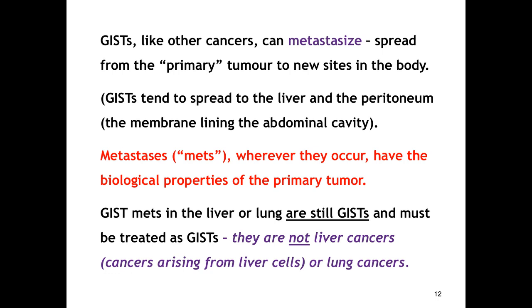And in the same way, if a GIST cell travels and regrows in the liver, it's still a GIST cell. So GIST mets in the liver or the lung or wherever, they're still GISTs. They have to be treated as GISTs. So again, we quite often hear people say, I used to have GIST, but now my doctor told me I have liver cancer. But in most cases when we hear that, it's simply a confusion. Actually, the patient still has GIST, but the GIST has now metastasized to the liver. It's not a liver cancer. A liver cancer would be a cancer that began and arose from liver cells. I hope I've made that point clear now.